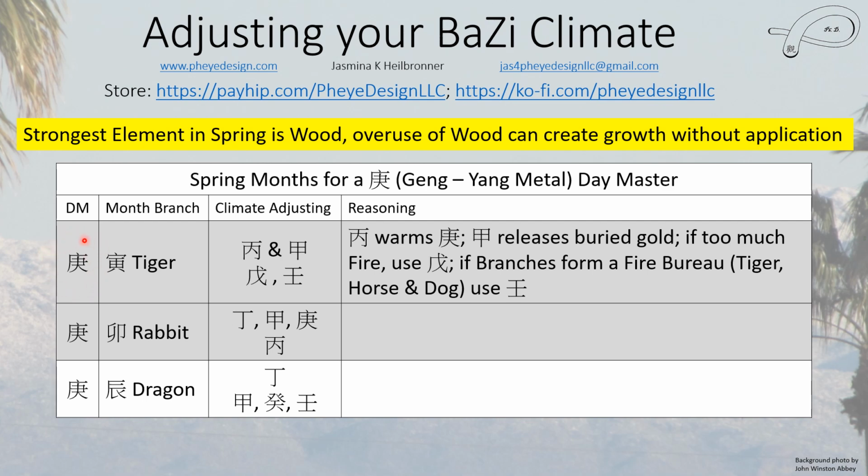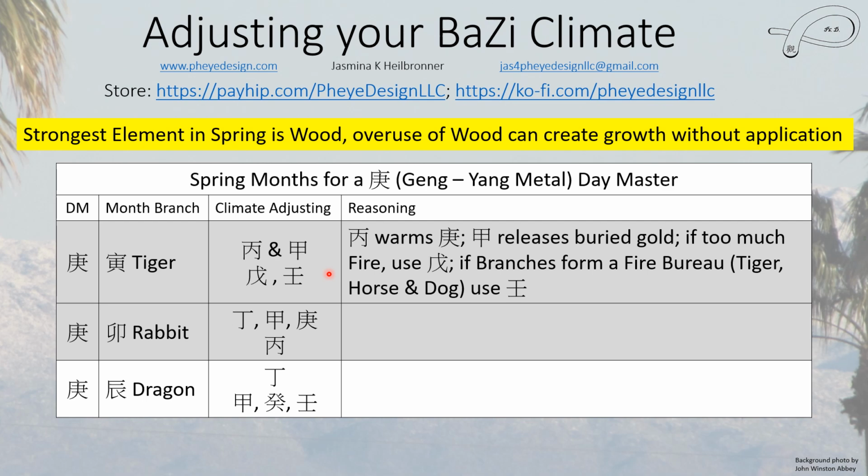So if you are a yang metal, Geng day master, born in the month of the tiger, you are going to use various things. It is a little complicated. Now again, since these are grayed out, originally the author of the thing that I'm translating for you basically says these two, along with the monkey and the rooster, don't need climate adjustment, but he gives climate adjustment. That's just the way it is.